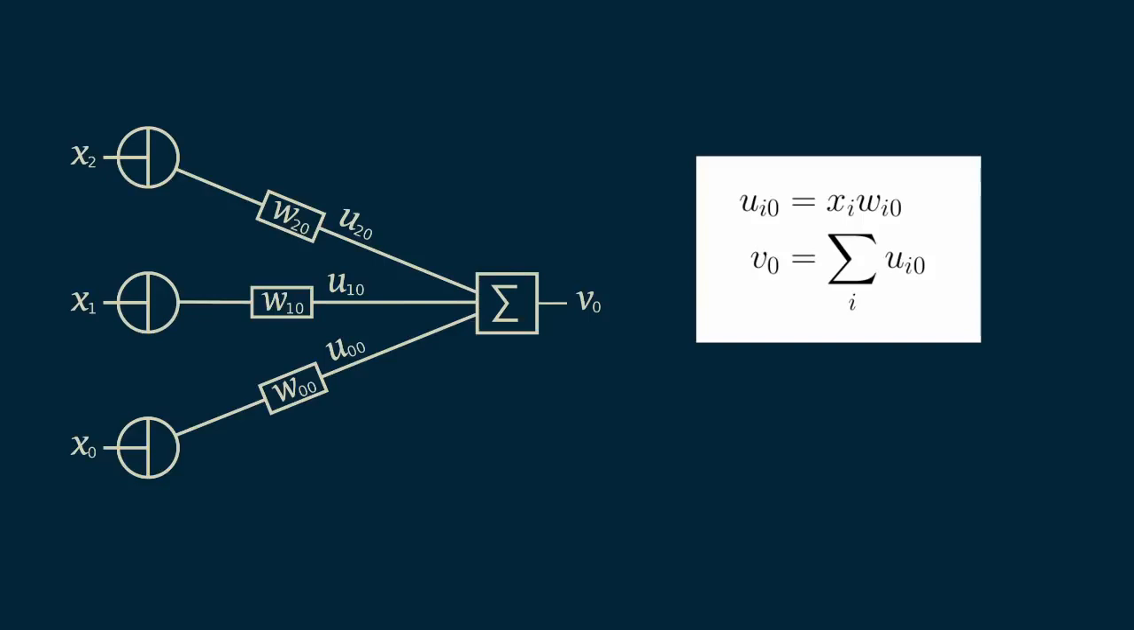There's no reason we have to limit ourselves to just one input variable. We can add an additional one. Now here we have an x sub 0, an x sub 1, and an x sub 2. We draw an edge between x sub 2 and our summation with the weight w sub 2,0. X sub 2 times w sub 2,0 is again u sub 2,0, and all of our u's get added together to make a v sub 0.